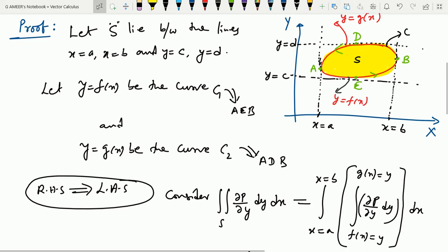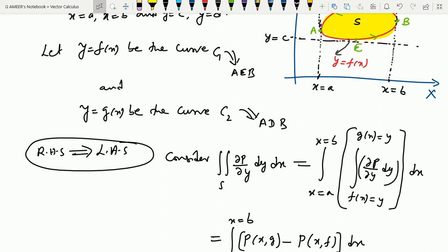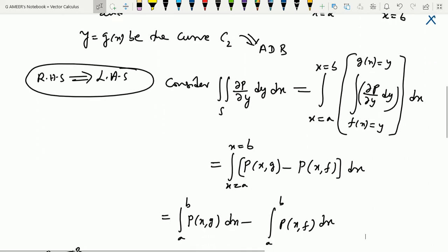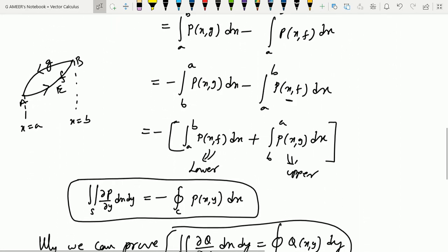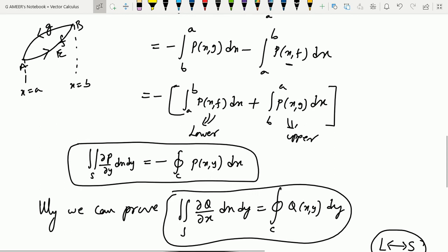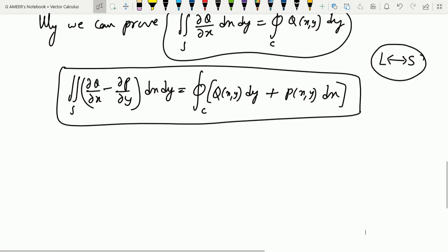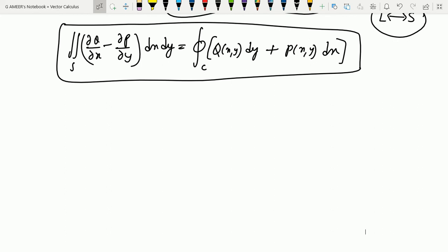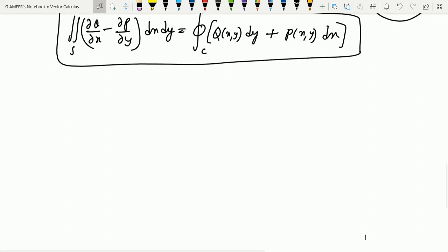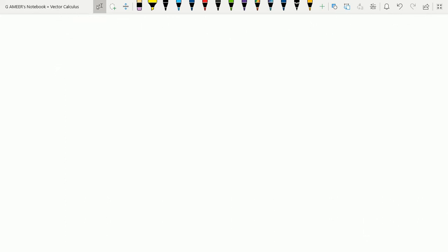So whenever we take the RHS it will be equal to the LHS. There are two terms, dou p by dou y, which I converted finally like this, and then again dou q by dou x, which we finally convert like this. This is the theorem. Okay, fine. So when this proof is over, then we will see some examples to verify it.